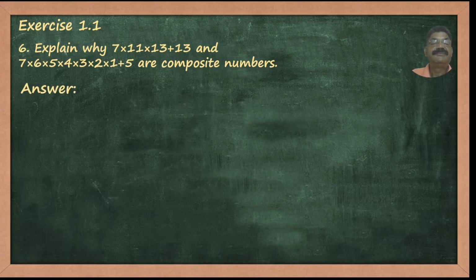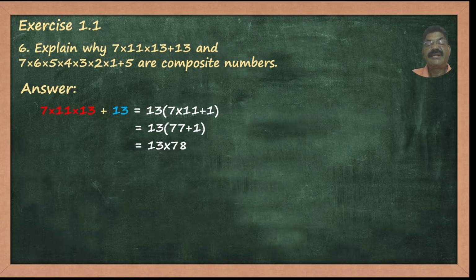Let us see how. 7 into 11 into 13 plus 13. Two terms are there. In both the terms, 13 is common. So, you take 13 common outside. Then in the first term, you get 7 and 11 as the remaining terms. In the second term, 1 is the remaining term. Therefore, 13 into 7 into 11 plus 1. 7 into 11 is 77. 77 plus 1. Therefore, the given number can be written as 13 into 78.